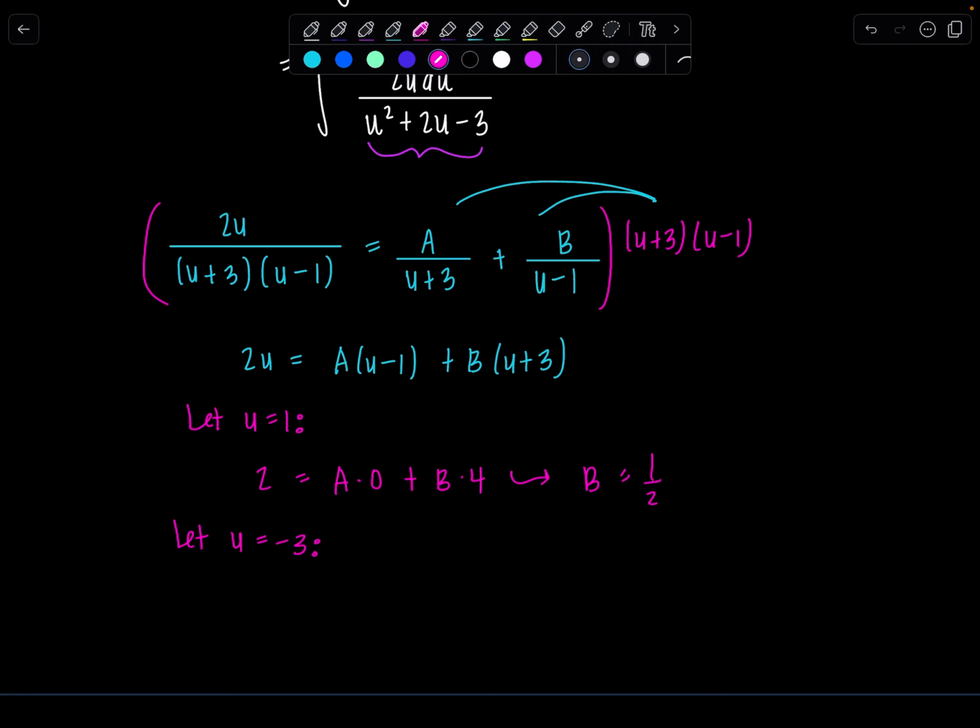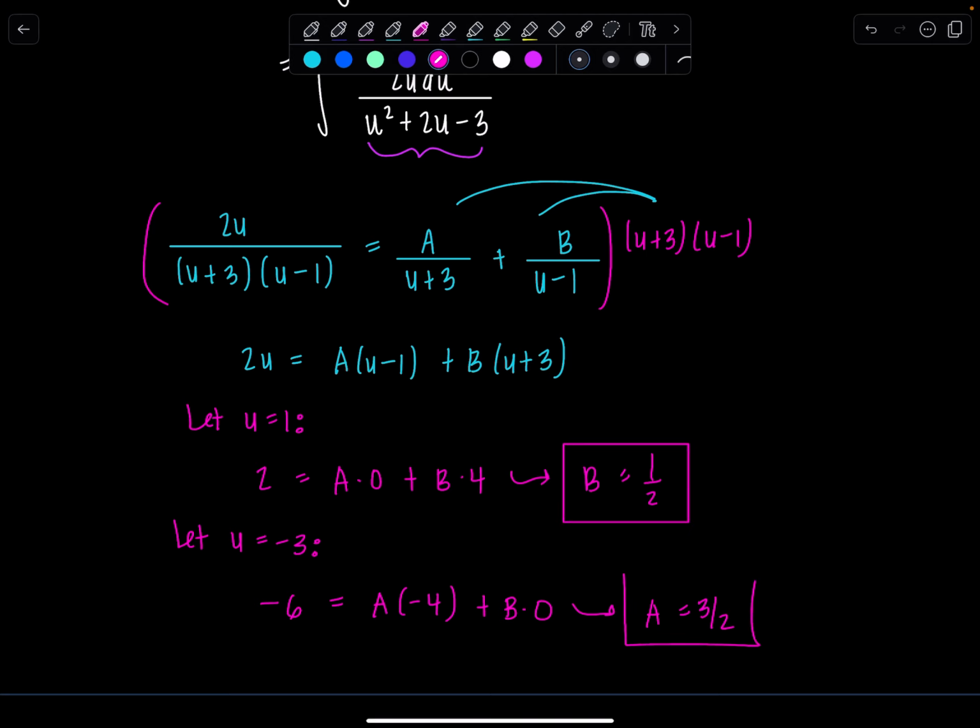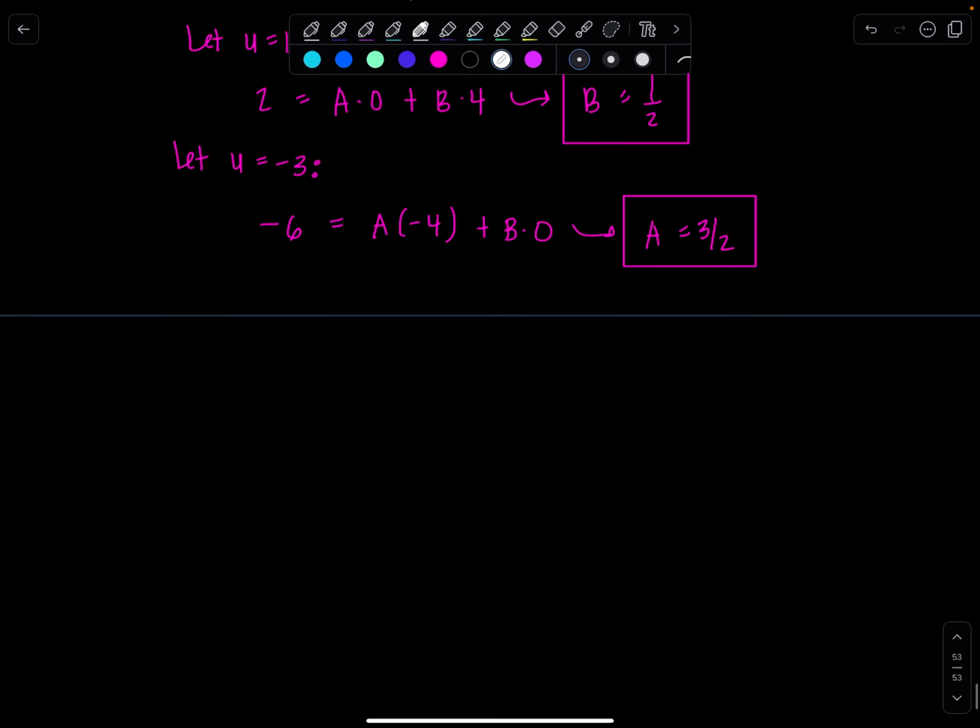Okay, so if u is negative 3 on the left, I'm going to have negative 6 equals a times negative 4, plus b times 0. So negative 6 equals negative 4a. That means a is equal to 3/2. All right, perfect. So now I'm going to rewrite my integrand, this time using the partial fraction decomposition, and we can finish off the problem.